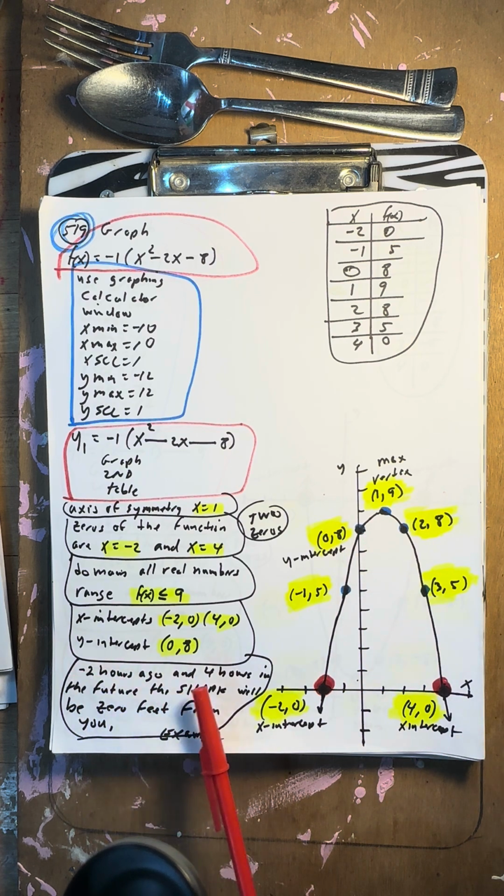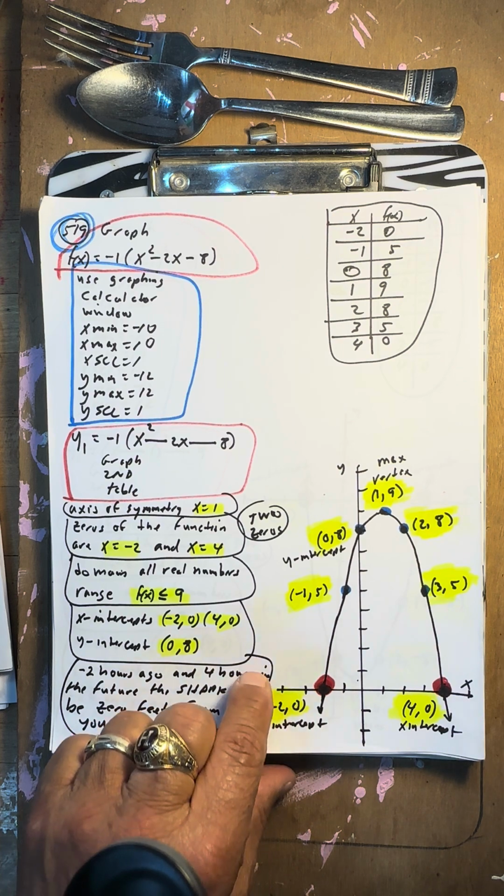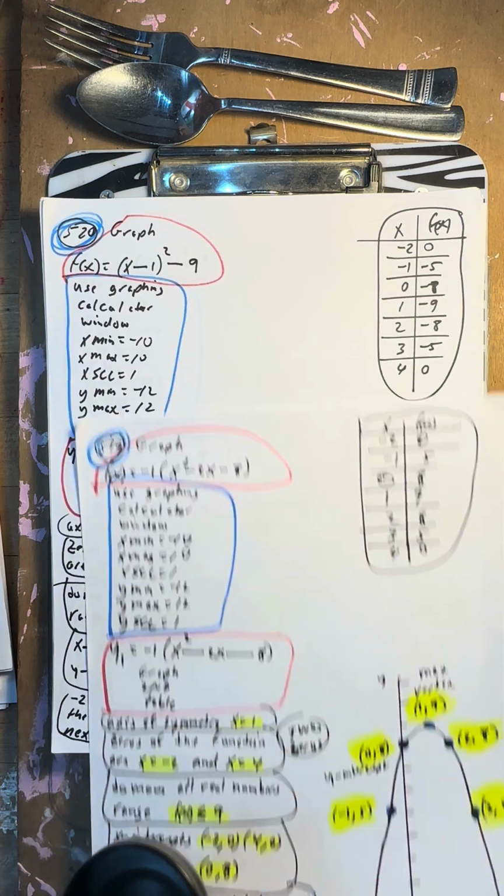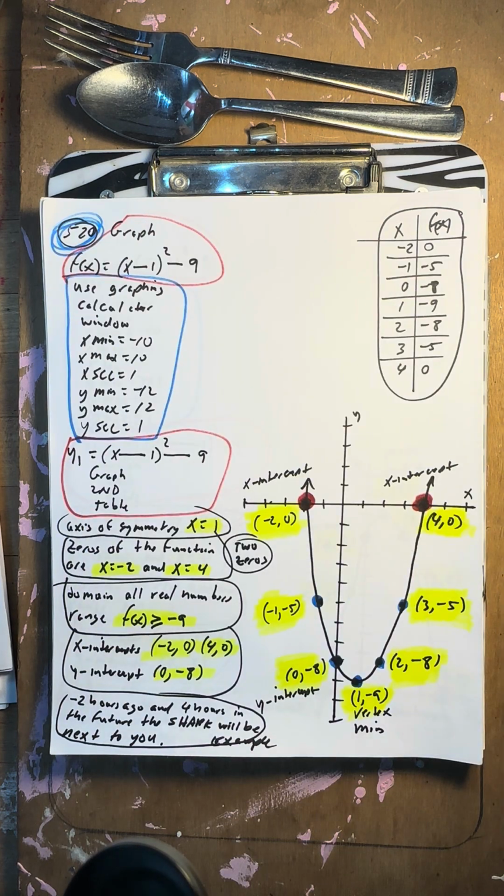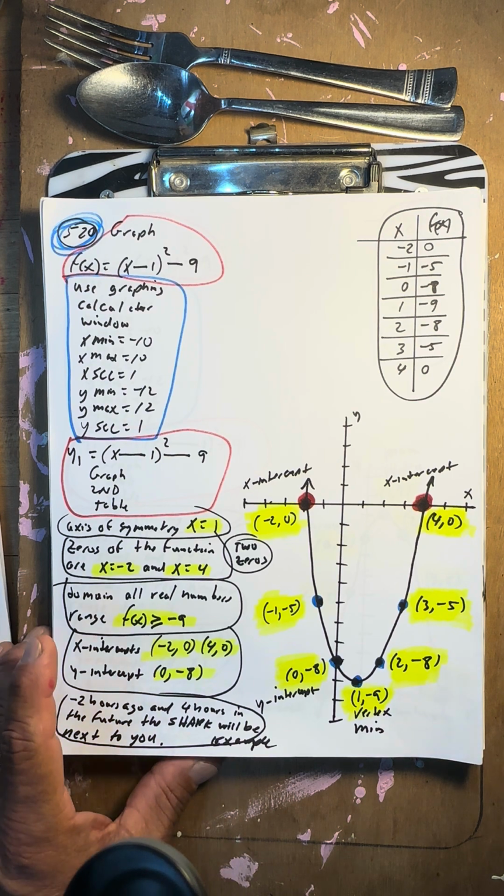And again, think like this. Yes, 2 hours ago or 4 hours in the future, the shark will be 0 feet from you in Padre Island, Mustang Island, somewhere out there. It's okay. They just want to swim with you. This one, it looks real different. It's okay. Put it in a calculator, of course.